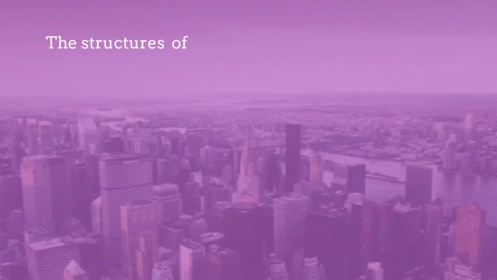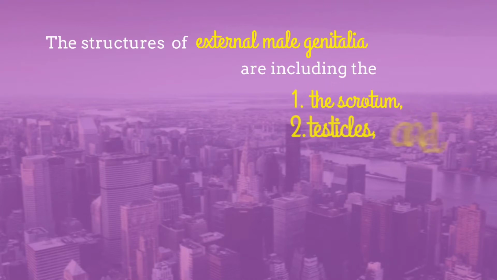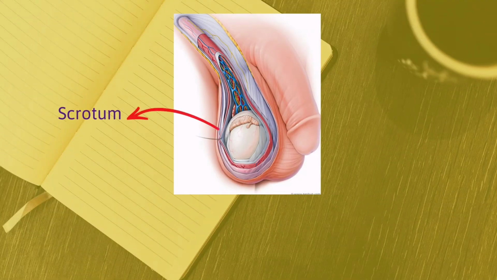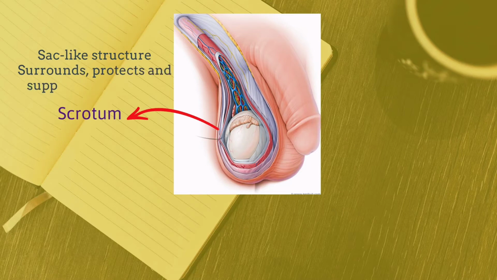The structure of external male genitalia are including the scrotum, the testicle, and the penis. The scrotum. The scrotum is the sac-like structure that surrounds, protects, and supports the testicle. The scrotum is suspended from the pubic arch behind the penis and lies between the thighs.